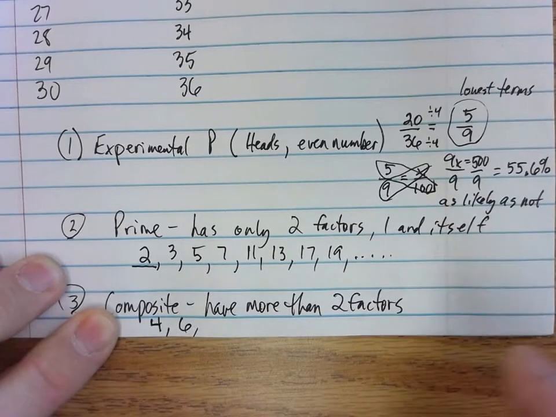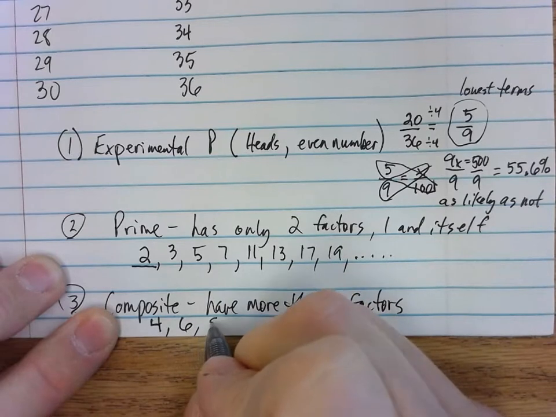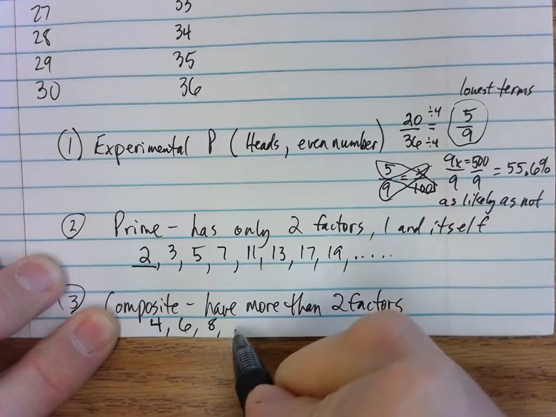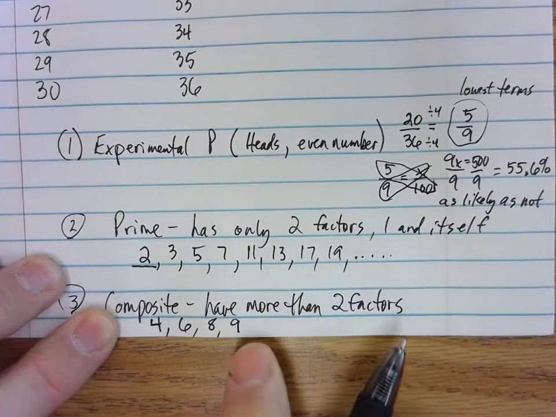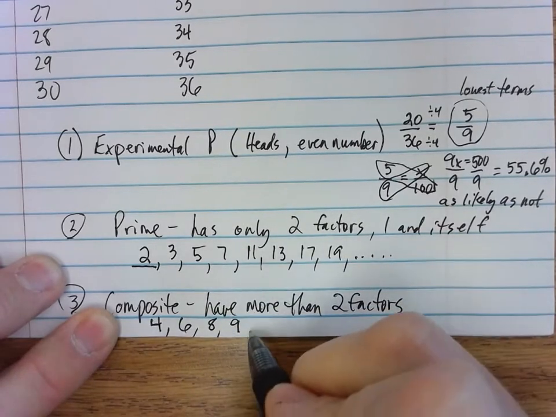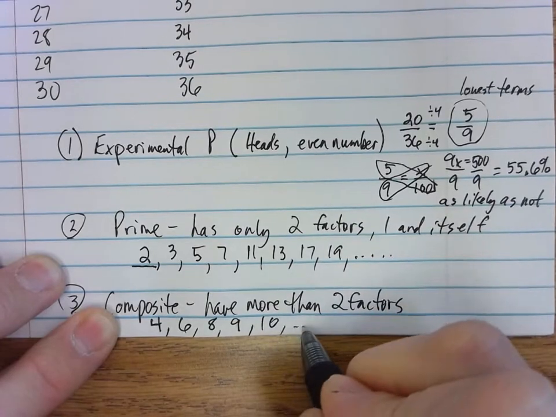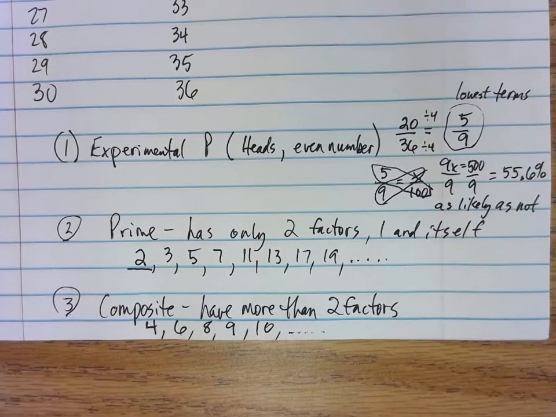6, you can do 1 times 6 and 2 times 3. 8, of course, would be 1 times 8 and 2 times 4. And then we skipped over 9, because you can do 3 times 3 to get 9. And then 10, of course, would be 2 times 5, and so forth. That carries on. So primes have only 2 factors, 1 and the number itself, and composites have more than 2 factors.